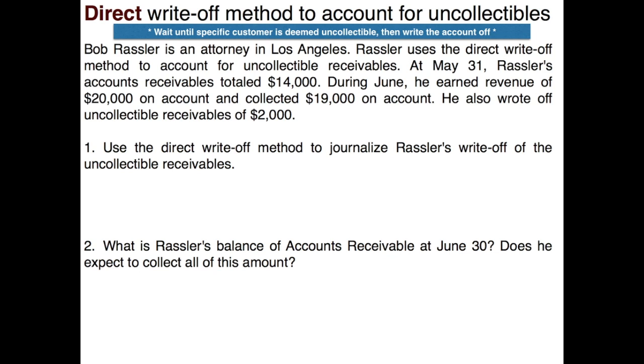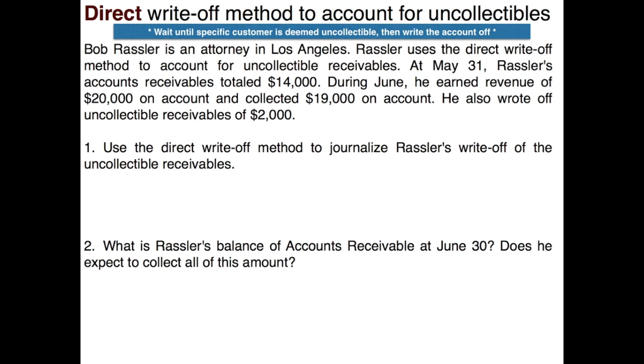So let's look at Bob Rassler. He's an attorney in Los Angeles. Rassler uses the direct write-off method to account for uncollectible receivables. At May 31st, Rassler's accounts receivables totaled $14,000. During June, he earned revenue of $20,000 on account and collected $19,000 on account. He also wrote off uncollectible receivables of $2,000. So using the direct write-off method, we're going to journalize Rassler's write-off of uncollectible receivables.